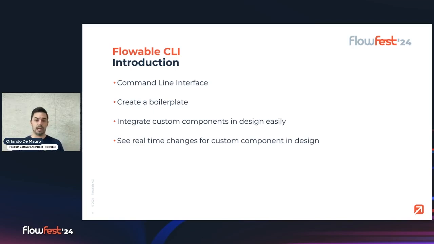What is Flowable CLI? Flowable CLI is a command line interface that helps developers to create a boilerplate of their project and then to easily integrate custom components in Design. One of the main goals of the Flowable CLI is also to help the developer during development time. For this reason, it's now possible, thanks to the CLI, to see real-time changes of the custom components in Design.